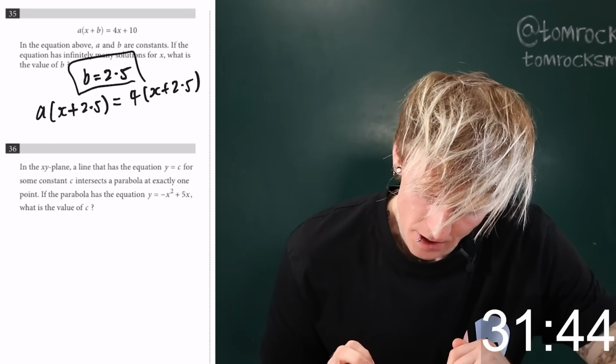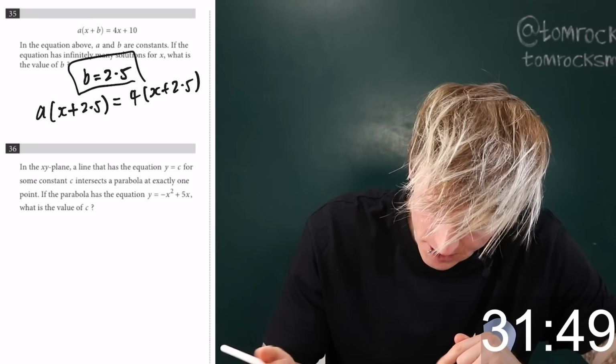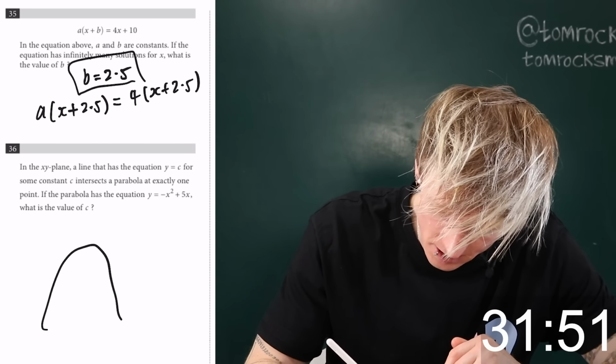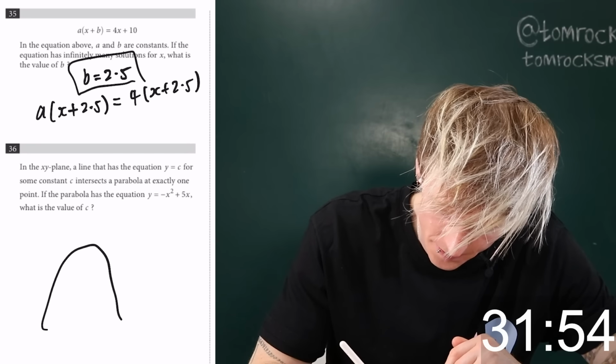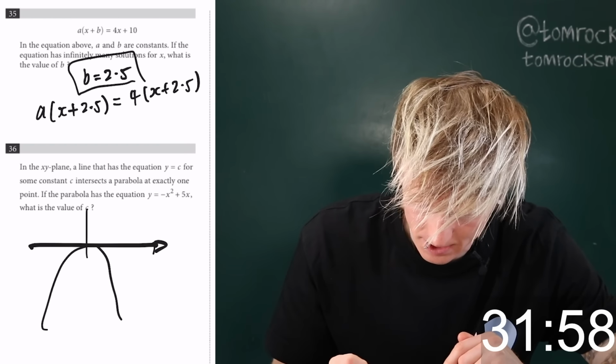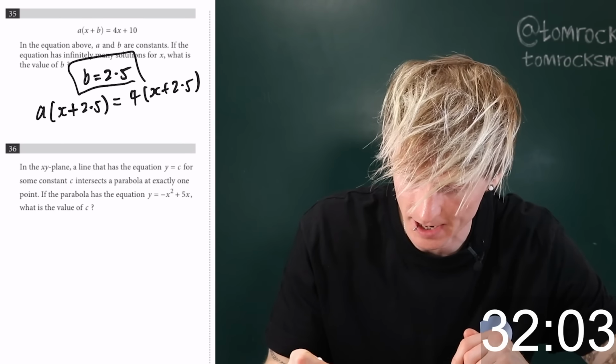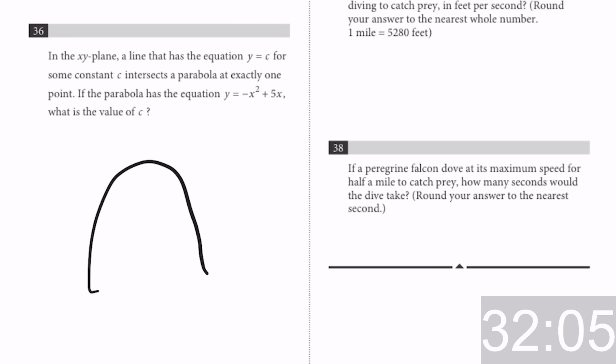Okay, 36. In the xy plane, a line that has the equation y equals c for some constant intersects a parabola at exactly 1 point. So the parabola has this equation: minus x squared plus 5x. Bad parabola. Let's try again. Definitely an upside down parabola, and we got y equals c, exactly 1 point. So it touches it, it's tangent. Okay, so I need to know what happens at that point.